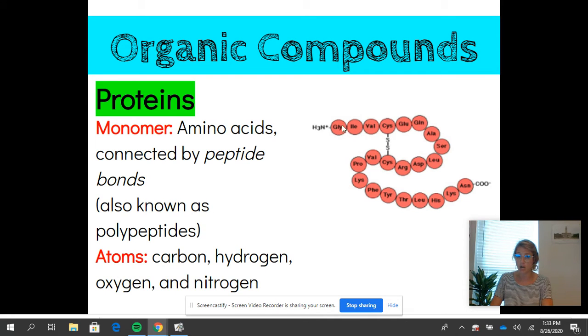Amino acids are the monomer connected by peptide bonds. The elements or atoms that are included in proteins are carbon, hydrogen, and oxygen, just like all biological molecules, and nitrogen.